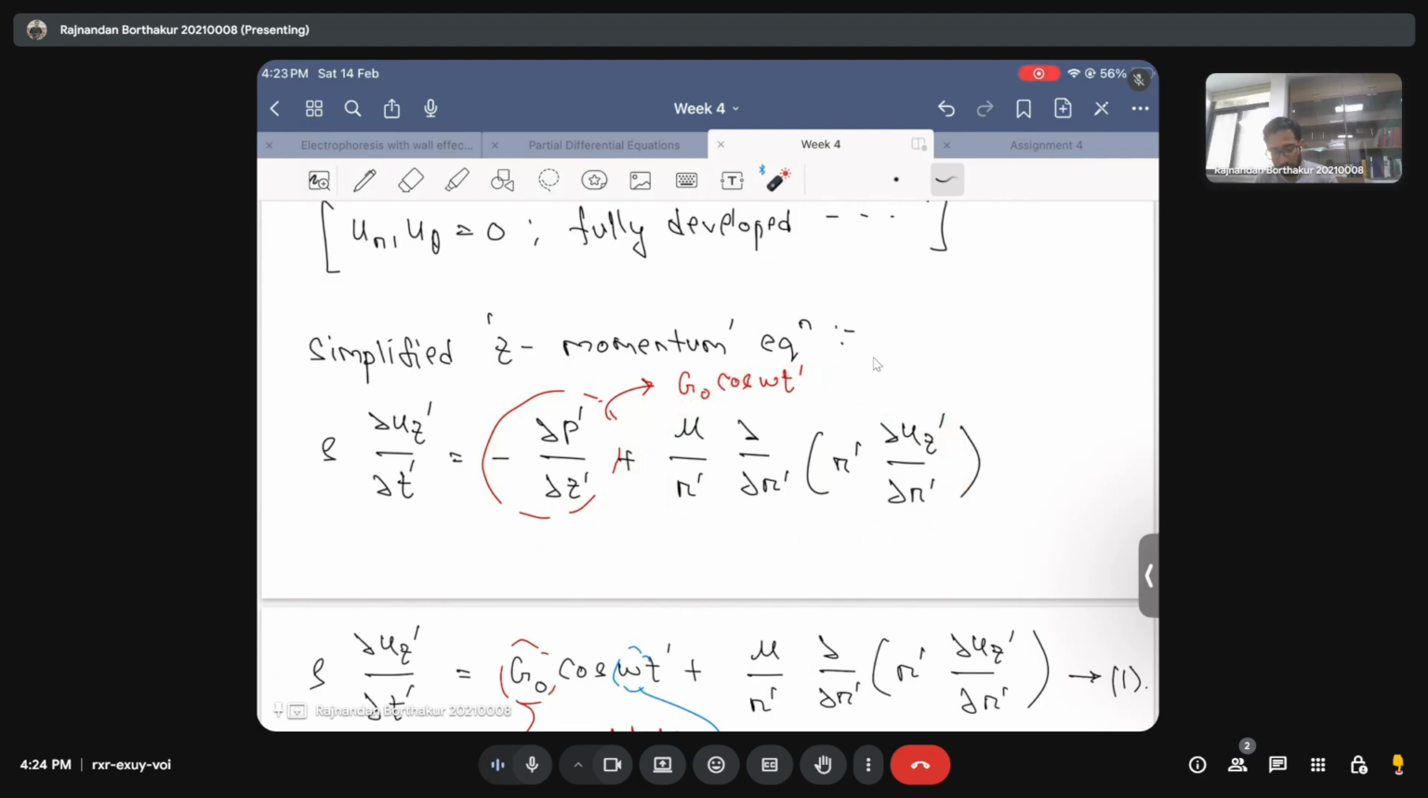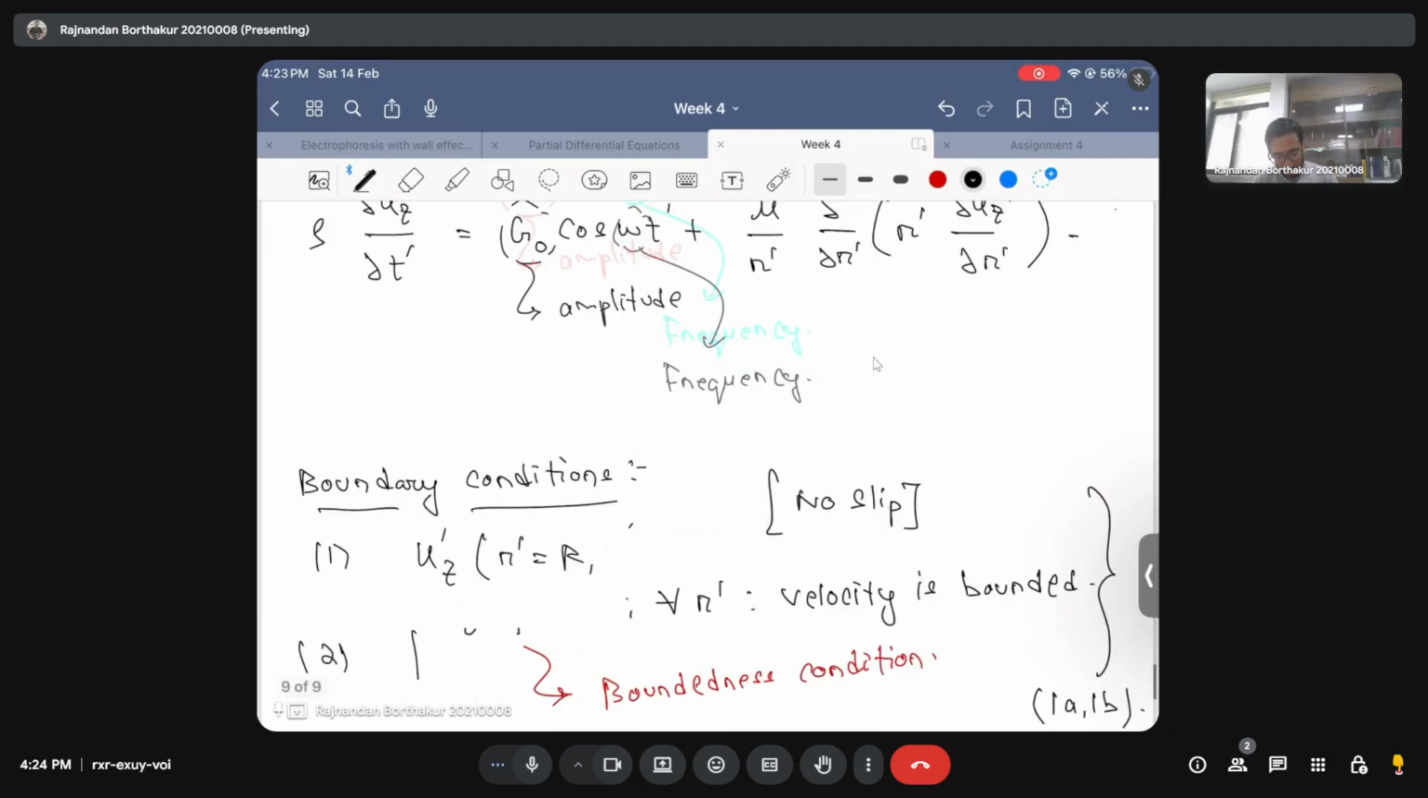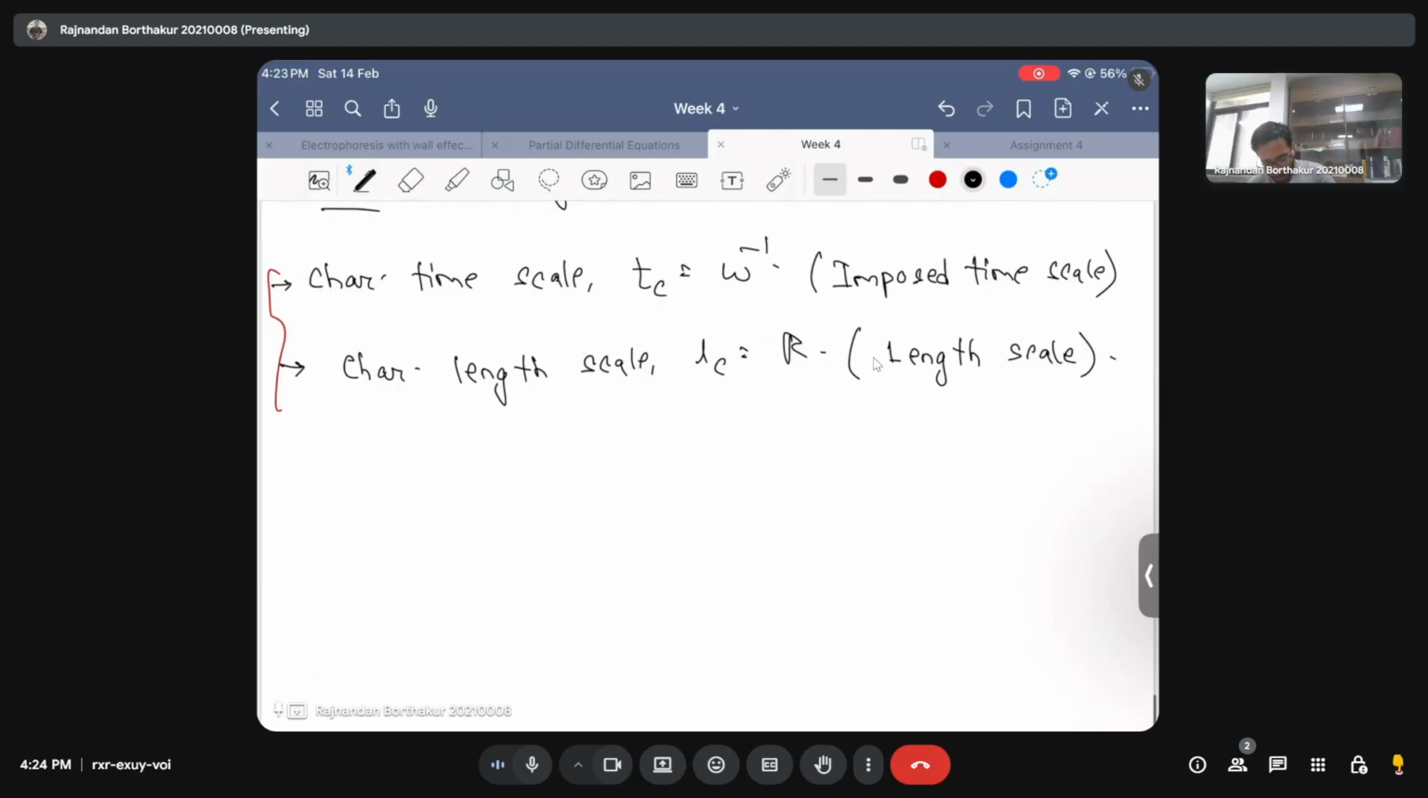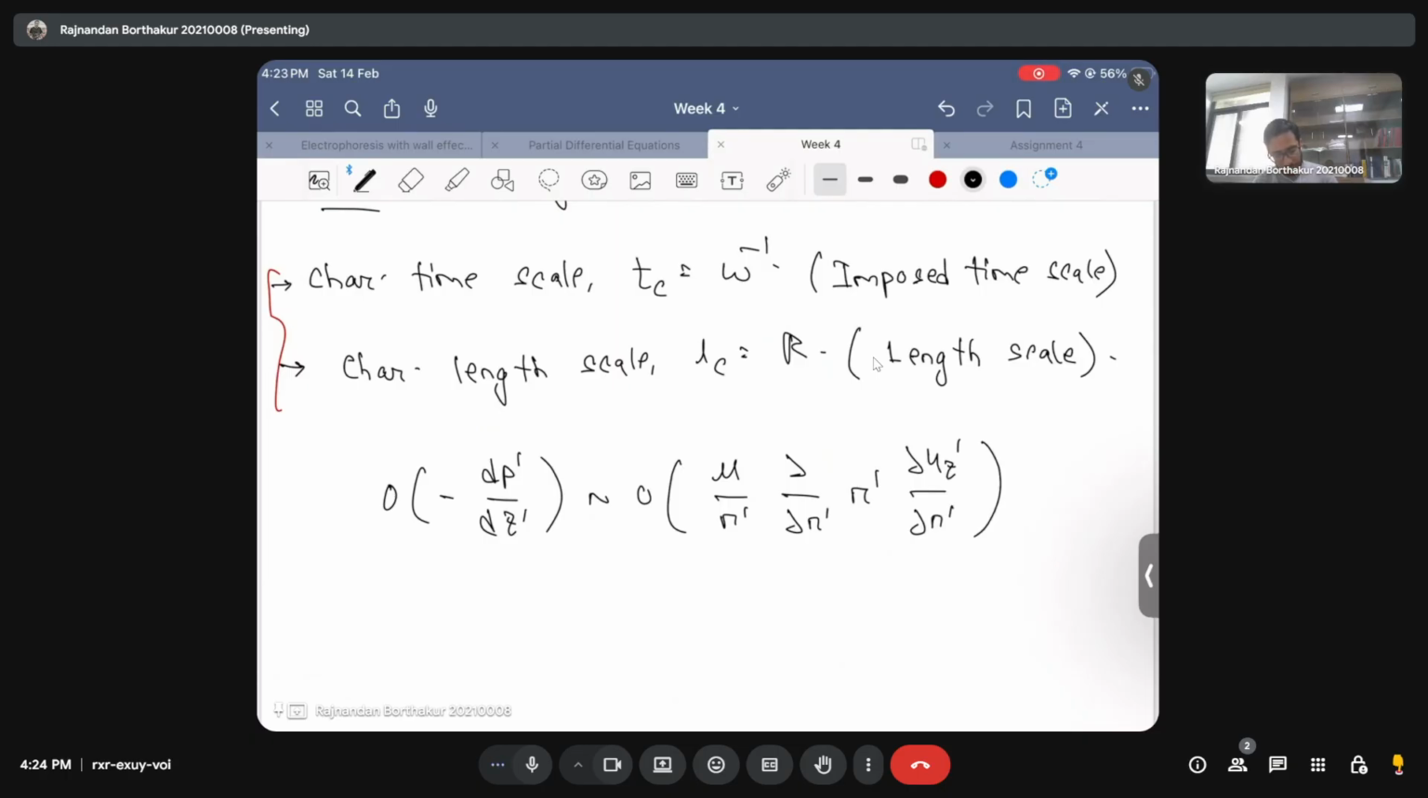Okay, and this is going to give me a velocity scale. Why? I will show you just now. So what I will say is that the order of magnitude of minus dp prime by dz prime is going to be of the same order of magnitude as mu by r prime, del by del r prime of r prime del uz prime by del r prime. Okay, this is something that I have argued.